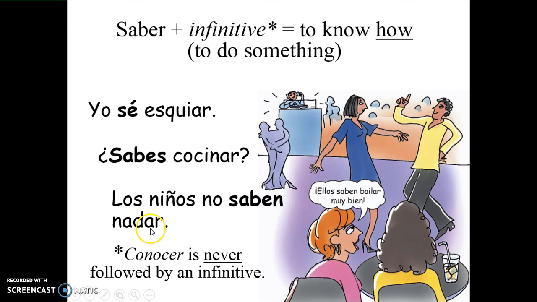Los niños no saben nadar. The kids don't know how to swim. Again, if you want to talk about how to do something, conjugate the verb and then just put the infinitive behind it. Sé esquiar. I know how to ski. Do you know how to cook? The kids don't know how to swim. And notice conocer, the next to know verb we're about to talk about, is never followed by an infinitive. So anytime in a sentence you see an infinitive, know that in the blank you're going to use saber.